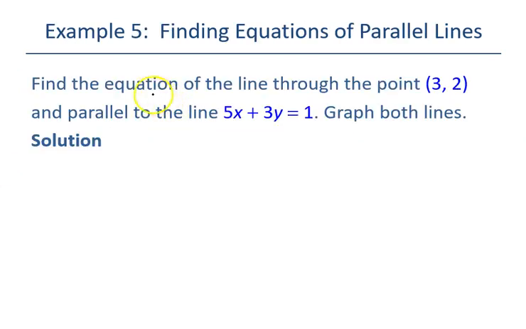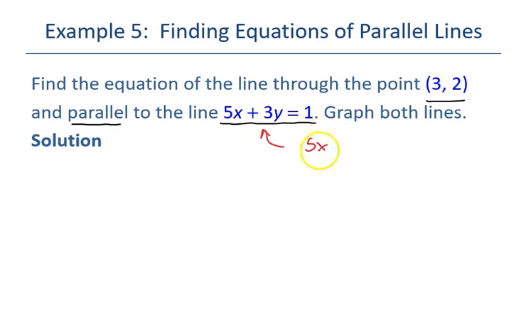And let's look here. Find the equation of the line through the point (3, 2) and parallel to the line 5x + 3y = 1. Graph both lines. We're looking for one that's going to be parallel, so let's be very careful and start working this out. Notice that this right here, I'm going to put it in red, is in standard form. It's really hard to tell what the slope is in that, so I need to solve for y to find out the slope of this line, and that will become very apparent very quickly why I need to do that.